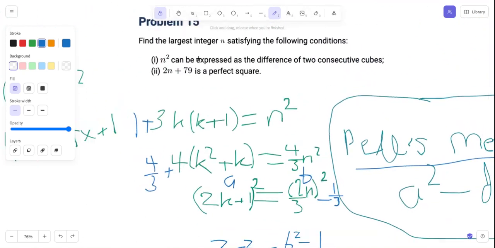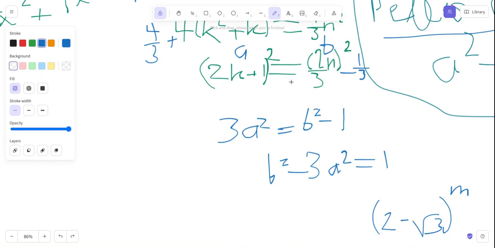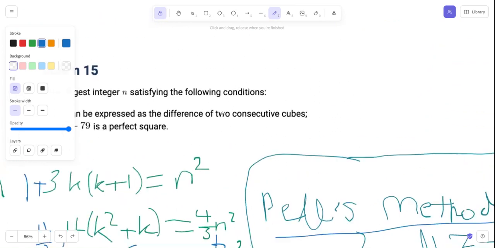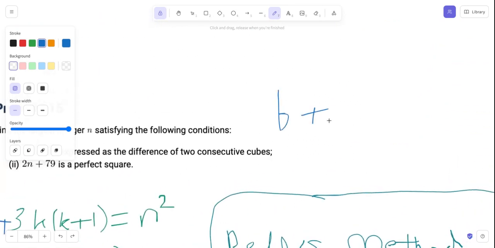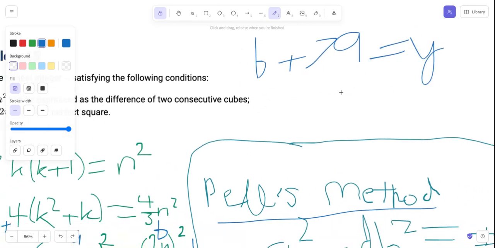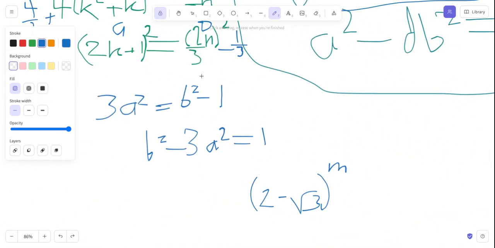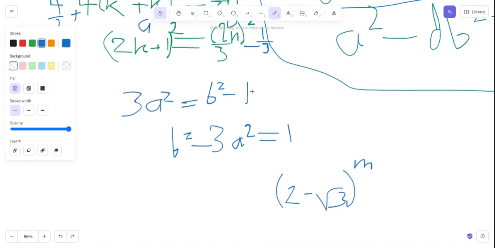Okay, let's look back. What do we want? 2n plus 79 is a perfect square. And if 2n plus 79 is a perfect square, well, b is 2n, right? So b plus 79 is a perfect square. Let's call it y squared or something. So we want this condition: b squared plus 79 is a perfect square. What does that mean?